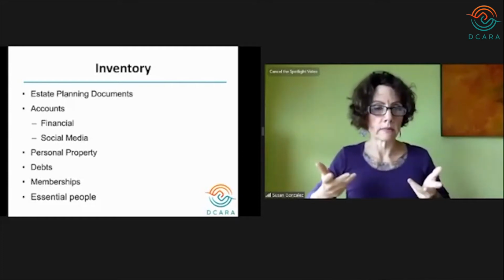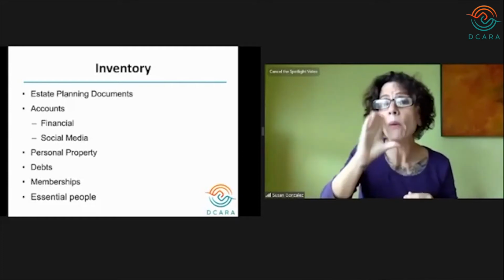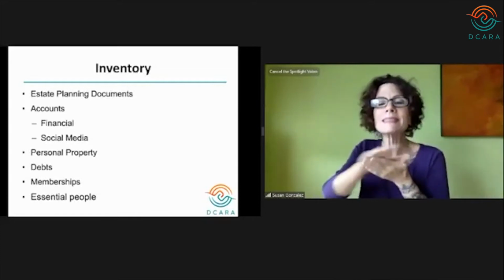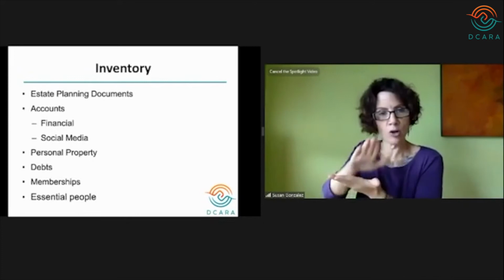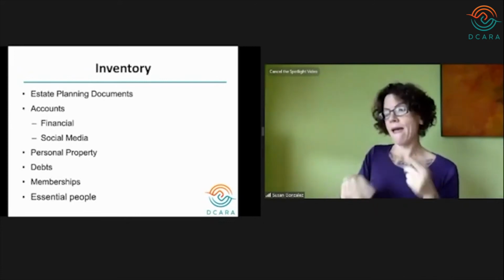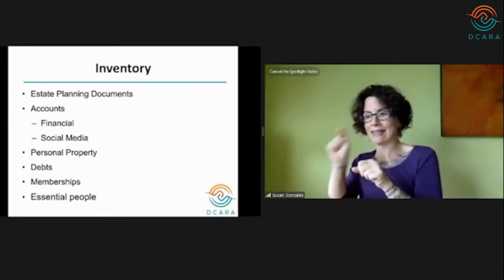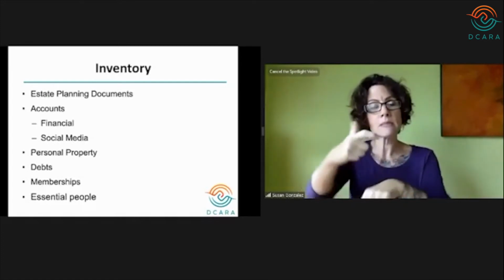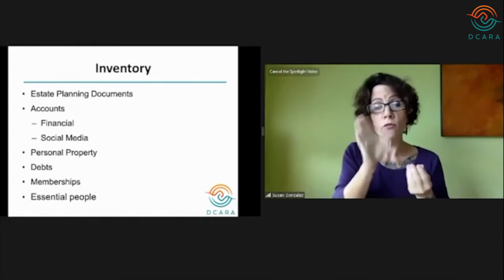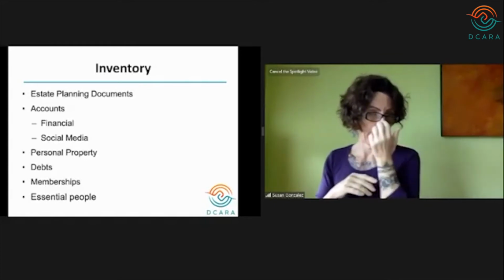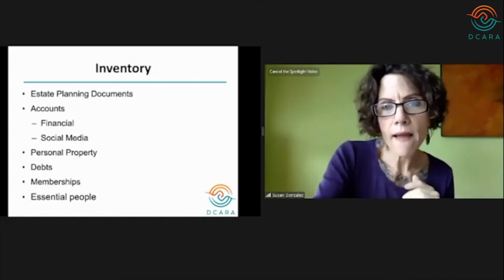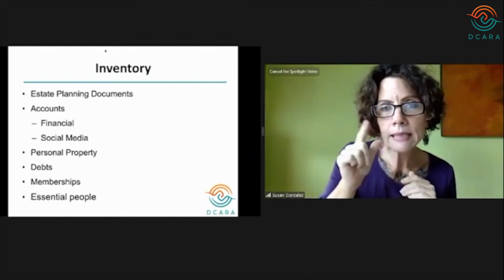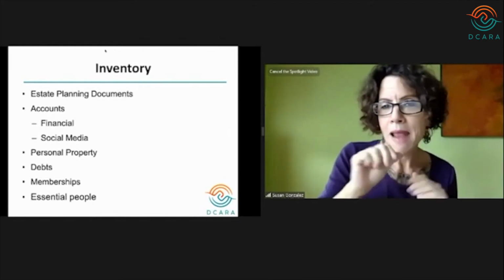Last on this list is essential people. It's critical to know who will get what. That will be included in the will, but sometimes it's nice to have a separate document for a quick reference and know that this person will get this item and move the process along. It's beneficial to have when it's time to distribute your property.